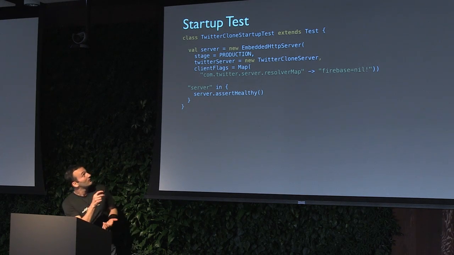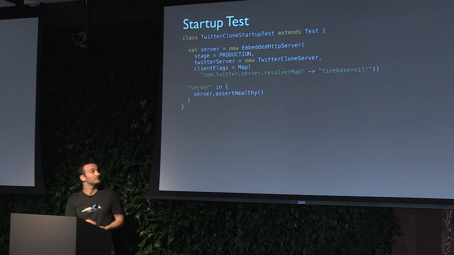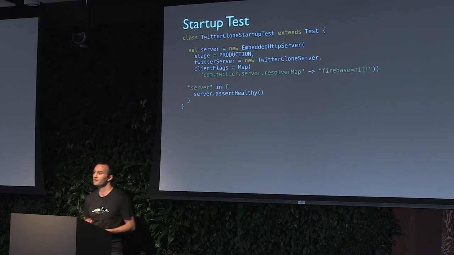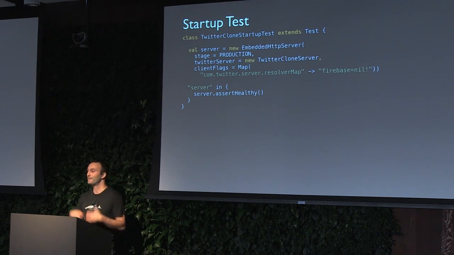Also, you'll notice we're passing in a command line flag, and we're passing in the Twitter server resolver map flag. And as the value of that flag, we say, hey, Firebase, we want you to be equal to the nil resolver. And the nil resolver is essentially an empty list of hosts. And by specifying this empty list of hosts, we now allow the server to start up completely without having to connect to any external systems.